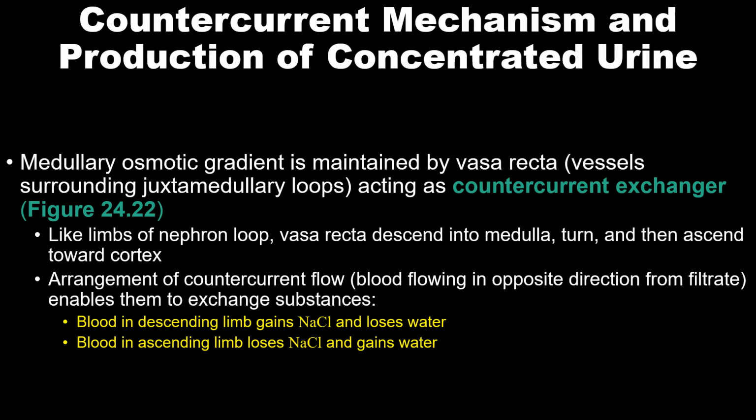And just like the limbs of the nephron loop, the vasa recta descend into the medulla, and then following a hairpin turn, ascend to the renal cortex. Do notice, and when I show you this photo, they are arranged so that their flow is opposite to that of the nephron loop. The descending vasa recta parallel to the ascending limb of the nephron loop, and the ascending vasa recta parallel to the descending limb. Okay? And this arrangement is a countercurrent flow, acting as a countercurrent exchanger that can supply blood to the renal medulla cells while maintaining this medullary osmotic gradient.